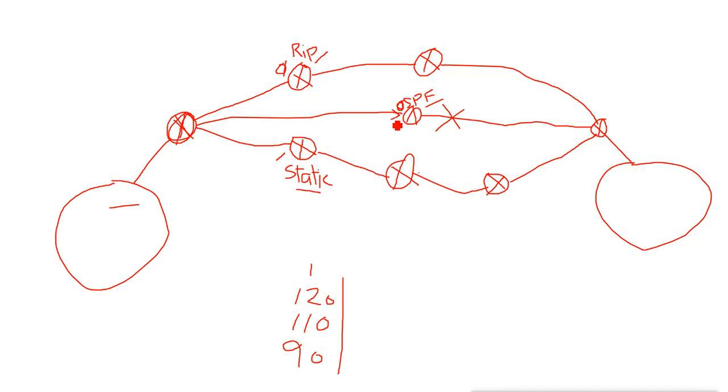But the problem is, I have already configured static also. Now the static path AD value is 1. So our router will do what? It will not choose this path, it will not choose even this path also, and it will always choose this path, which I don't want. I want it to always choose this path. It should not choose this path. I want that only if this path fails, then it should go for this path, because you see this path is short and this path is long.